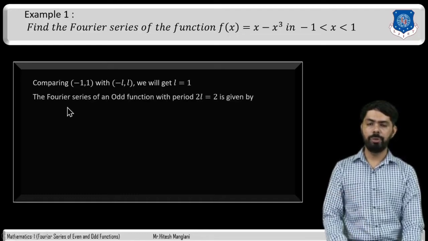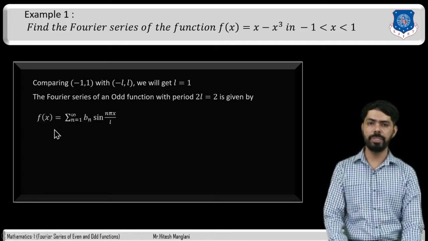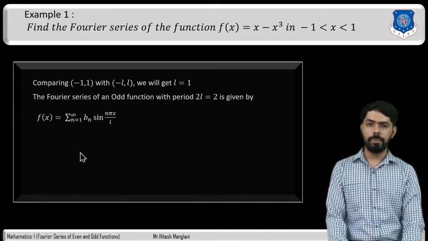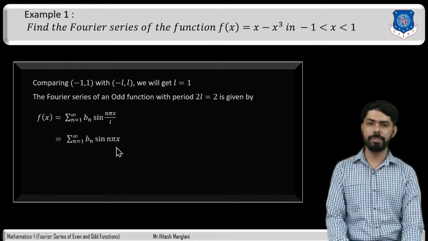Now we know that the Fourier series of an odd function with period 2L is given by f of x is equal to sigma n equal to 1 to infinity bn sin n pi x divided by L. So here we will have to find out the value of bn. So here the value of L is 1, therefore it will be sigma n equal to 1 to infinity bn sin n pi x divided by 1, so it will be n pi x.